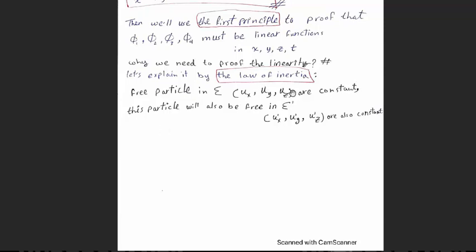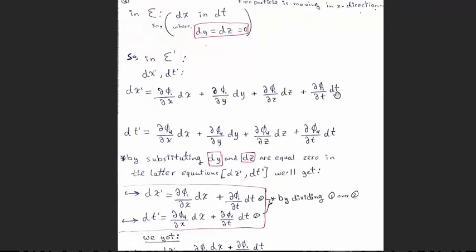As long as this is the case in the frame sigma, with a free particle whose velocity components are constant, it will be the same in the frame sigma dash. So this particle will also be a free particle in the frame sigma dash. This means that the velocity components in sigma dash are also constant: u dash x, u dash y, u dash z. All of these are constant.